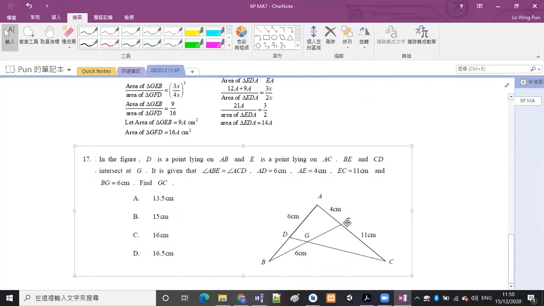Number 17. So in the figure, D is a point lying on AB, and E is a point lying on AC. BE and CD intersect at G. It is given that angle ABE is equal to angle ACD. 好啦，呢度咧冇 mark 上去喎。Angle ABE is equal to angle ACD. Okay, and then AD is 6, AE is 4, EC is 11, BG is 6. Find the length of GC. So that is this one.